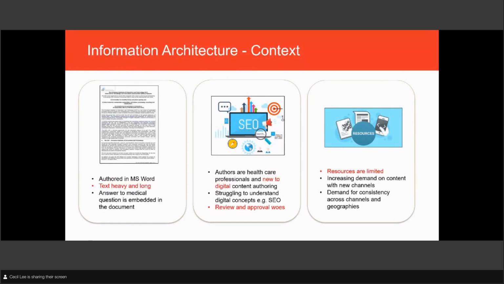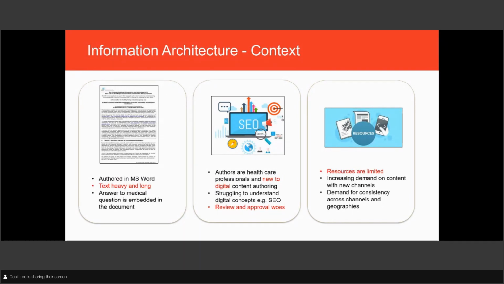Once upon a time, just a few years back, how we organized content felt quite cumbersome. Our content was created in Microsoft Word, and it was very document focused. It's kind of like this example over here. It's very text heavy, with very long paragraphs. It was written with the mindset of giving as much data as possible to the people who read it. But in fact, the answer to a question is usually embedded in the document, and the work is actually done by the healthcare professional who needs to go through the entire document to get to the answer. So that was the past.